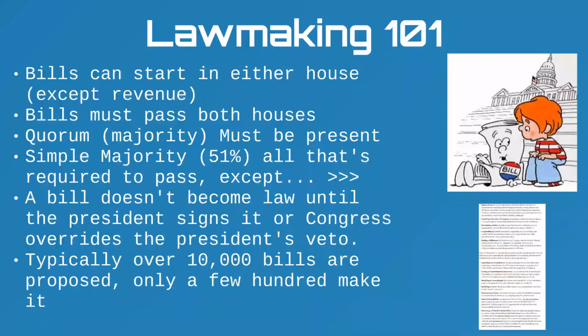Okay? For a bill to go to the president to be signed and become a law, it has to pass through both houses. A quorum or a majority must be present to vote, and then a simple majority is all that's required for a bill to pass. Okay, except for you've got a list here of some things, like I said, that require a 2/3 vote. Anything really big is going to take a 2/3 vote. Impeaching a president, getting rid of a member of Congress, overriding a veto, ending a filibuster, which is a big topic which we don't have time to talk about, amending the Constitution, calling a constitutional convention, and so forth.